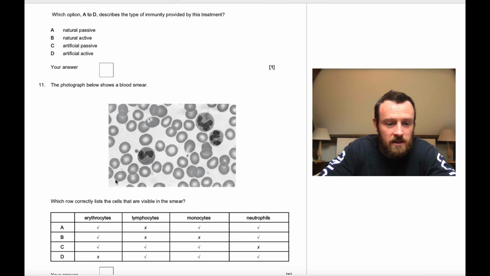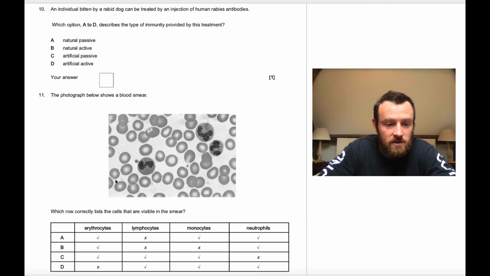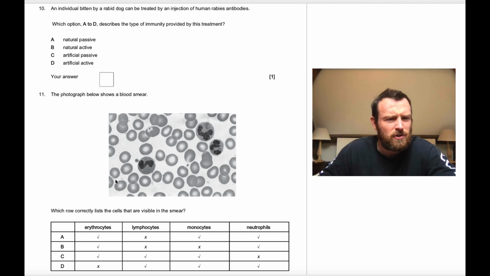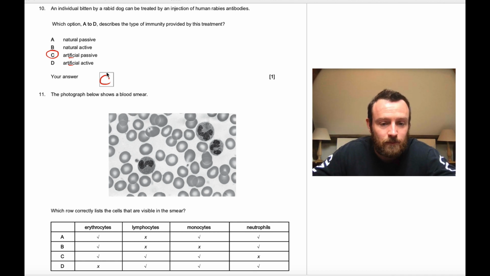Let's pinch out a little so you can do these 2, 10 and 11 if you haven't got access to the file. Pause now if you need to do them. And now we're going to get started. Okay, 10. An individual bitten by a rabid dog. The treatment is actually you get an injection of antibodies, human rabies antibodies. So what type of immunity is this? Well, it's artificial because you're having an injection. So it's definitely one of these two. And is it active or passive? Remember, active is only if you are making your own antibodies. So this is passive because it's an injection of ready formed antibodies, 10C.